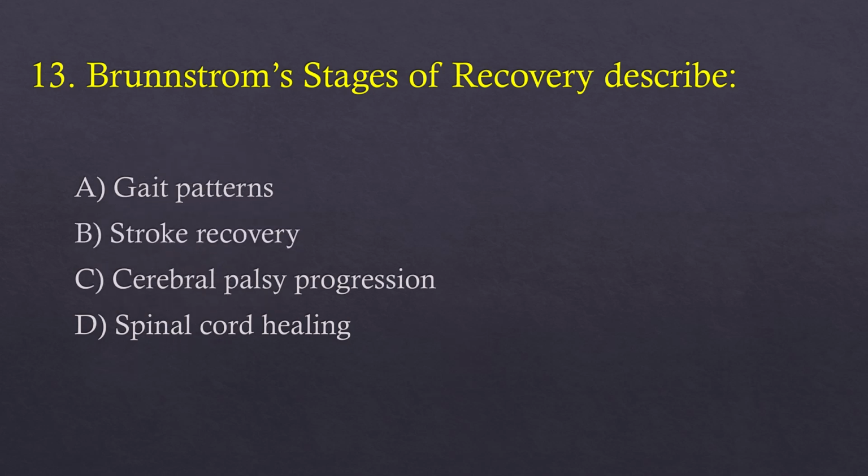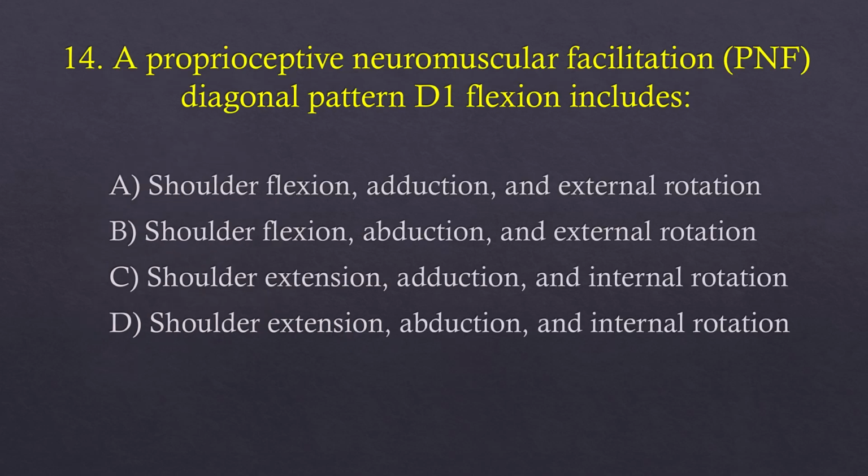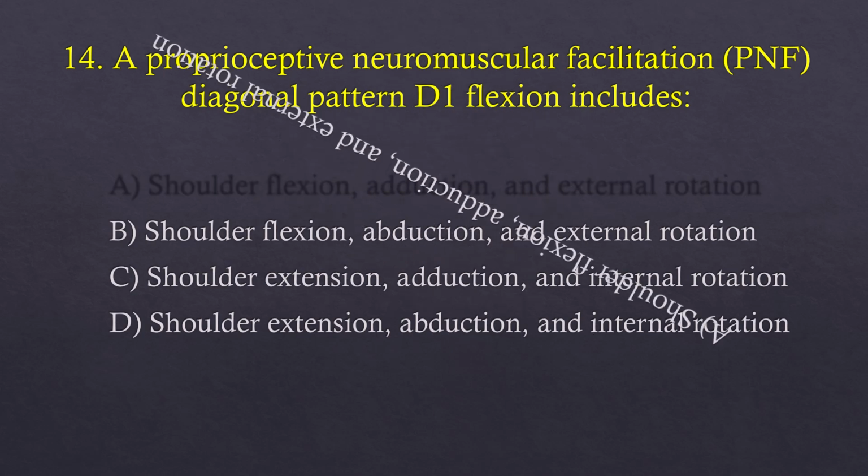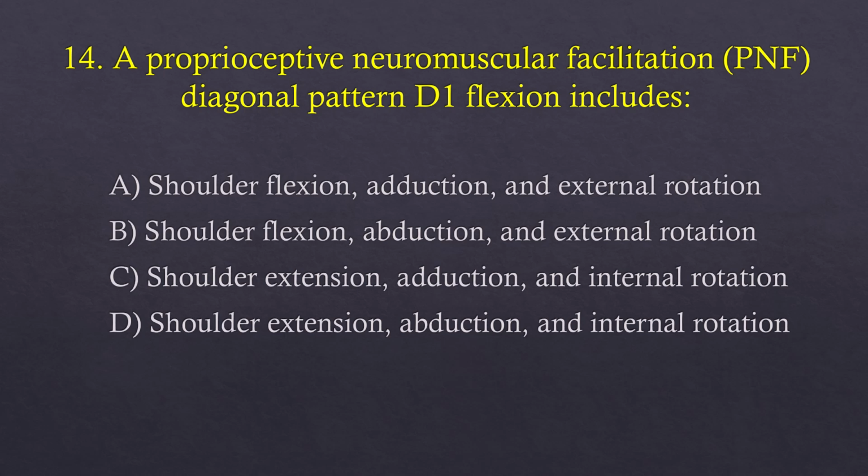Number 14. A proprioceptive neuromuscular facilitation, PNF, diagonal pattern D1 flexion includes A. Shoulder flexion, adduction, external rotation, B. Shoulder flexion, abduction, external rotation, C. Shoulder extension, adduction, internal rotation, D. Shoulder extension, abduction and internal rotation. So the answer is A. Shoulder flexion, adduction and external rotation.